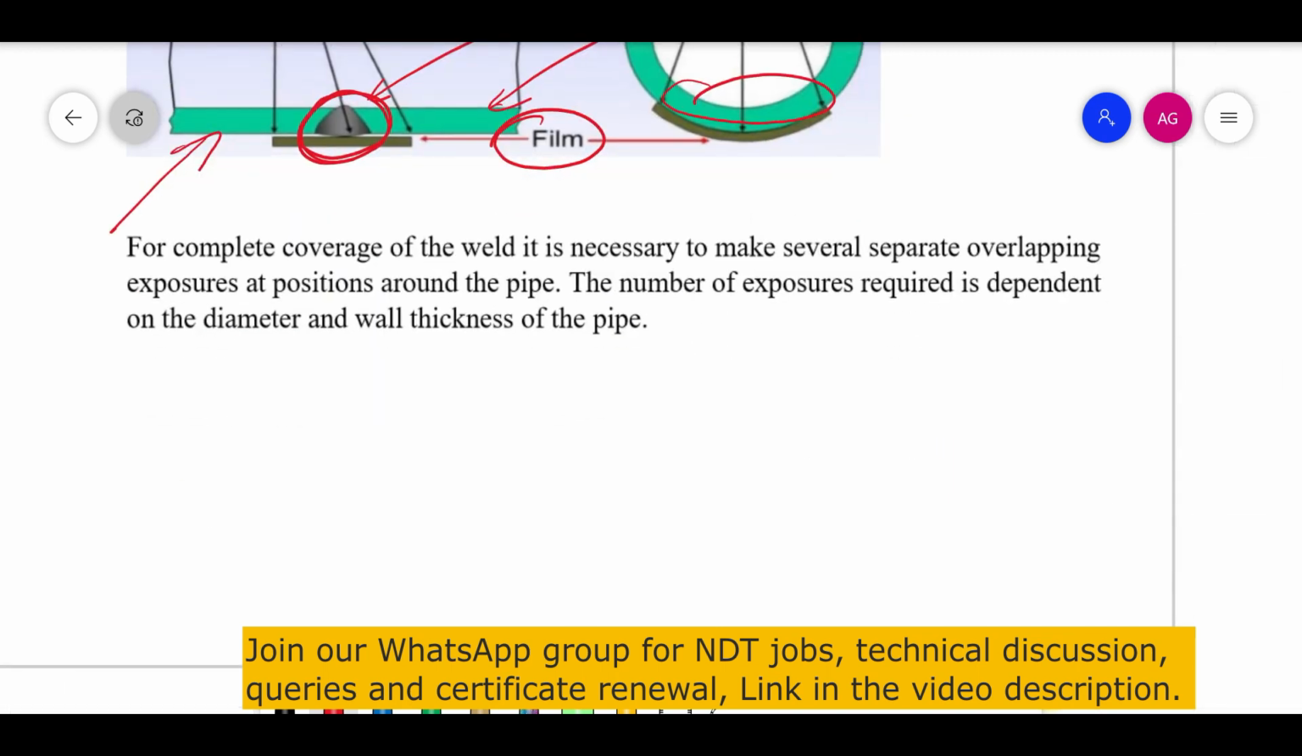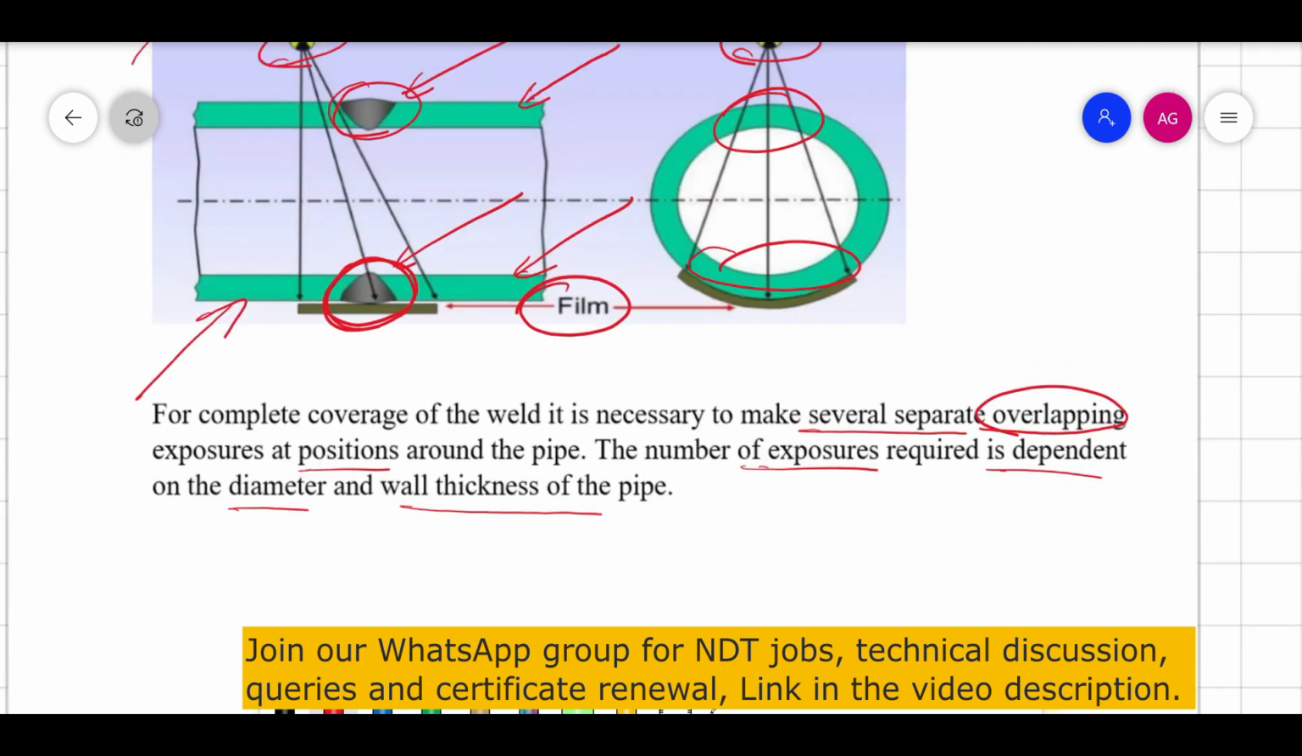For complete coverage of the weld, it is necessary to make several separate overlapping exposures at positions around the pipe. The number of exposures required depends on the diameter and wall thickness of the pipe. So here you have to keep in mind that you have to take various exposures at several positions.